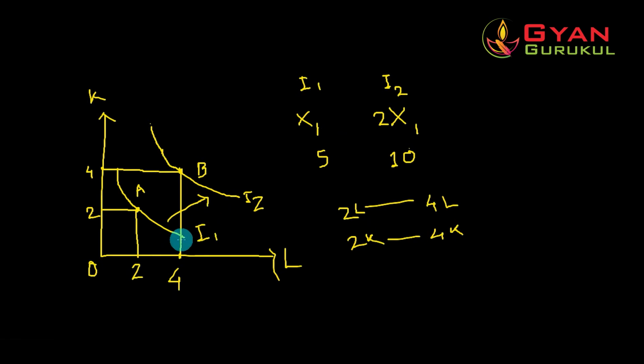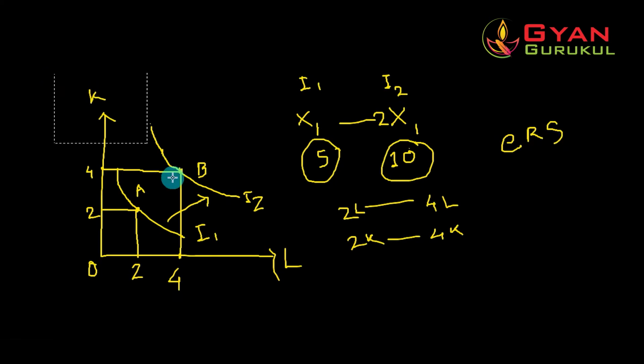The output represented by the previous isoquant was 5 and the output represented by the new isoquant is 10, which is 100% higher than the previous one. That is twice. If it was x1, then it is now twice x1. That means the proportionate increase in output is exactly equal to the proportionate increase in factors of production. And when both output and factors of production increase in the same proportion, we are talking about constant returns to scale. So we have done it.